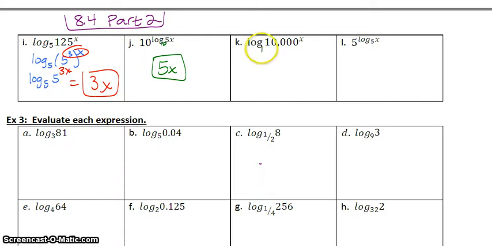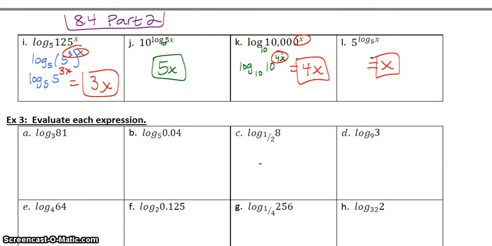Look at K, and remember common logarithm. If it doesn't have a 10, it's really base 10. Again, this is not matching really, so let's think in our minds. 10,000, that's 10 to what power would be the question, and it is actually 10 to the 4th power. That x was there from before, so again, log base 10 and 10 cancel, and just 4x is my answer. And L is a simple one. The 5 and the log base 5 cancel, and just x is the answer.